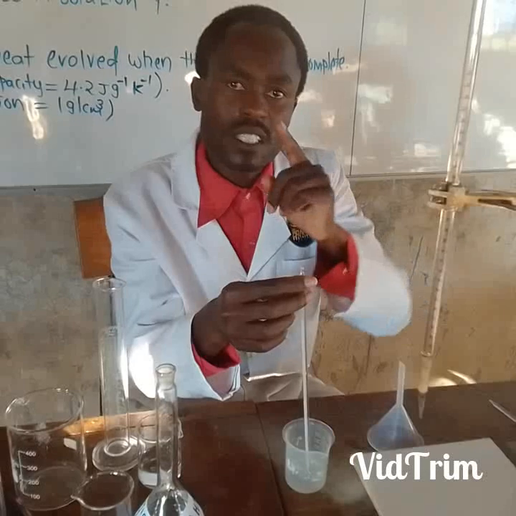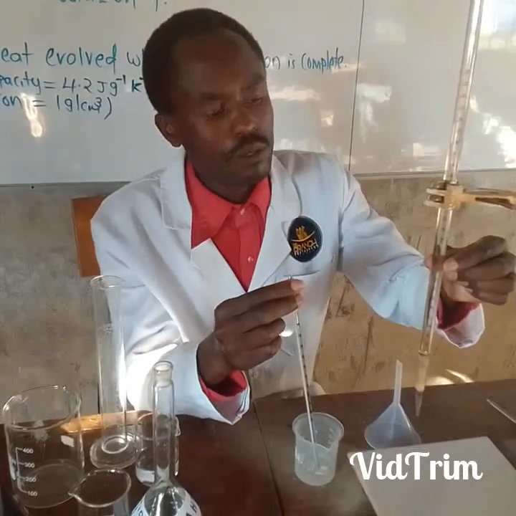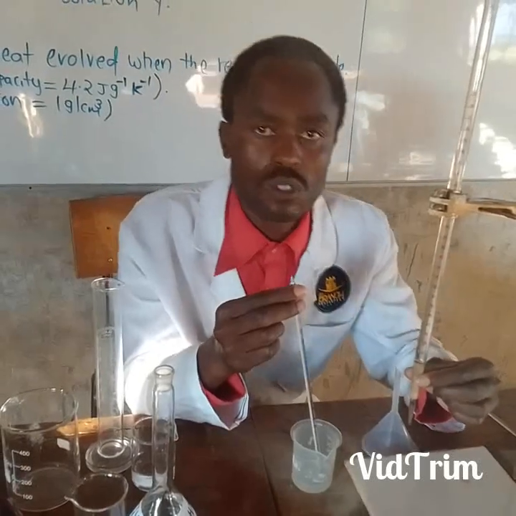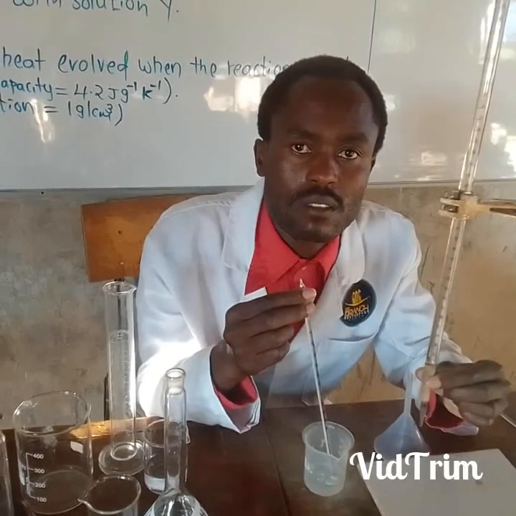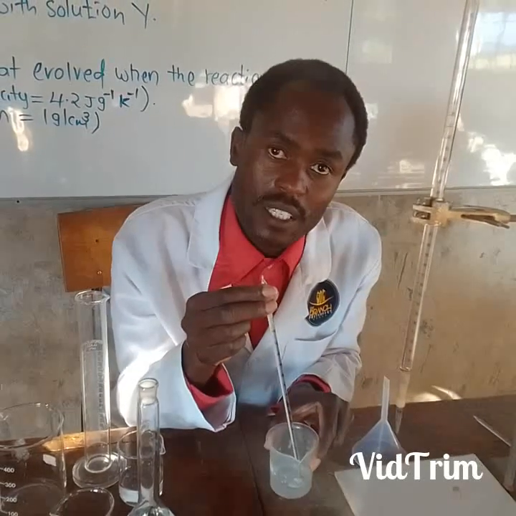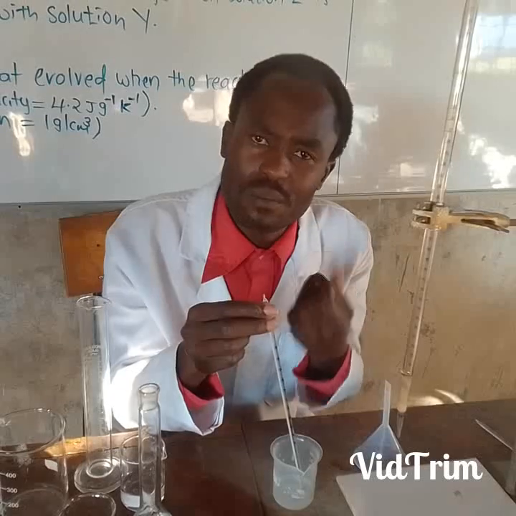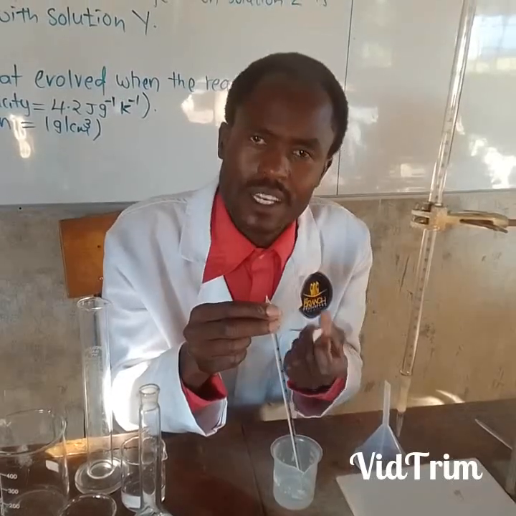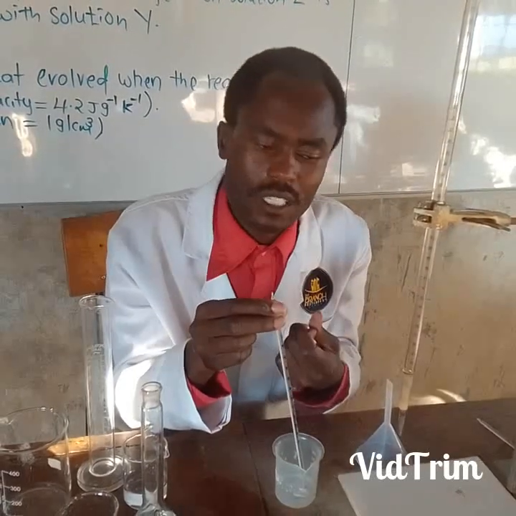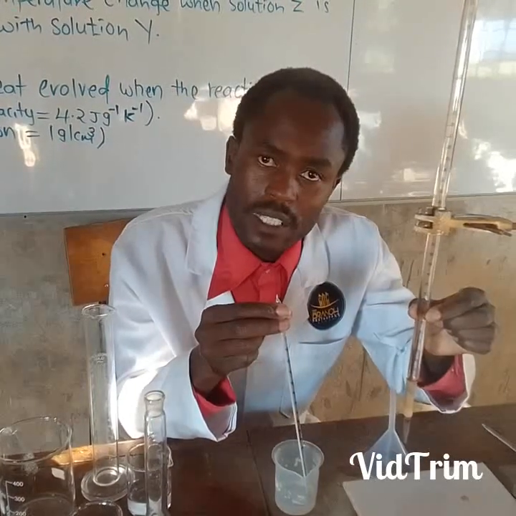Then this is now very important, my student. So I need to run this solution Y in the burette, 4 mL from the burette into this solution Z. Then after that, I have to read the highest temperature reached. Remember, this is a base and this is what? An acid. Is it okay?